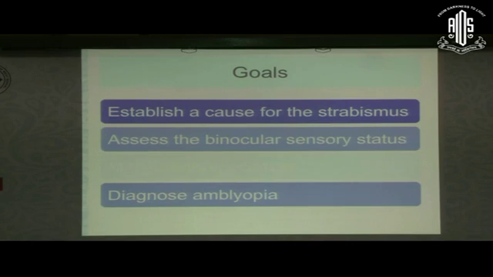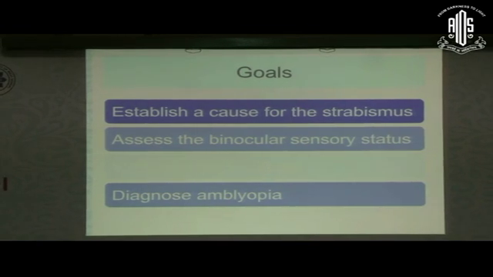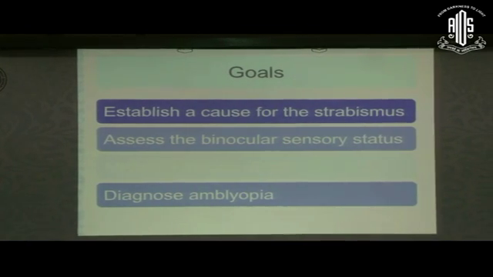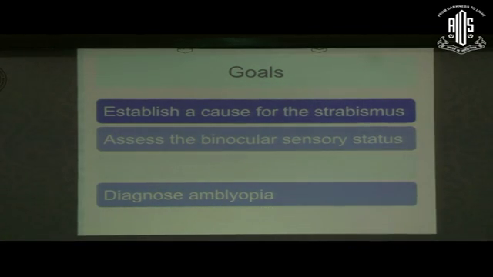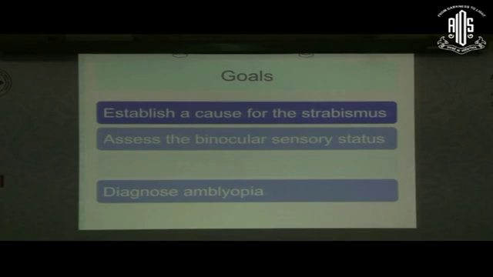Okay, what are the goals of a squint examination? You want to establish cause for the strabismus. You want to know if this patient has binocularity. Do they use their eyes together? You want to measure the deviation, obviously. You want to know if it's increasing over time, decreasing over time, or the same, and does it need intervention? So you need to measure. And you also want to pick up amblyopia, which can be treated.